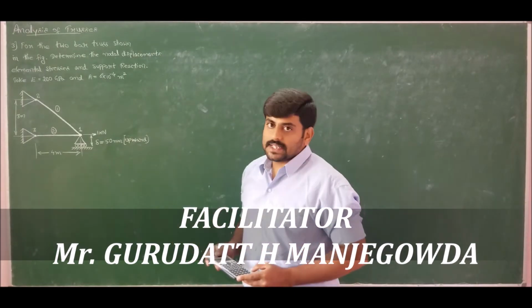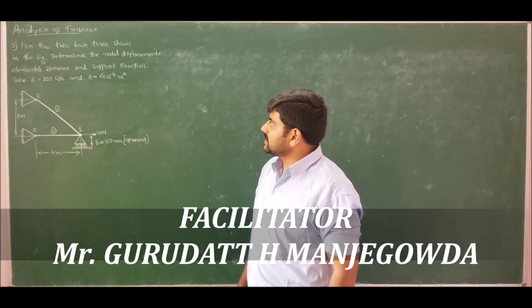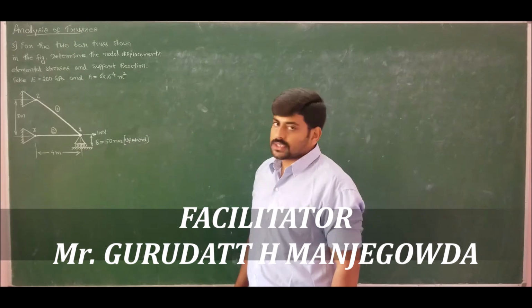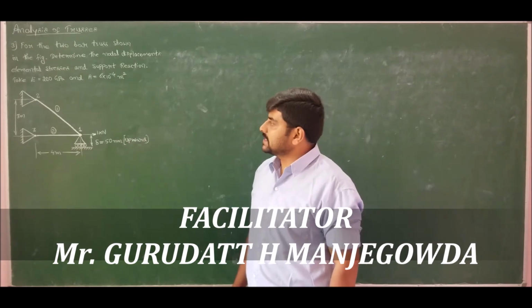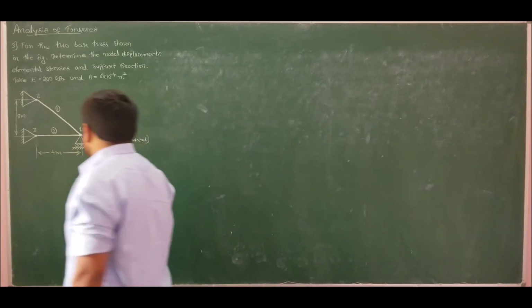The problem number 3 states that for the two-bar truss shown in the figure, determine the nodal displacement, elemental stresses and support reaction. Take Young's modulus as 200 gigapascal and area as 6 into 10 to the power of minus 4 meter square. Let us solve this problem.